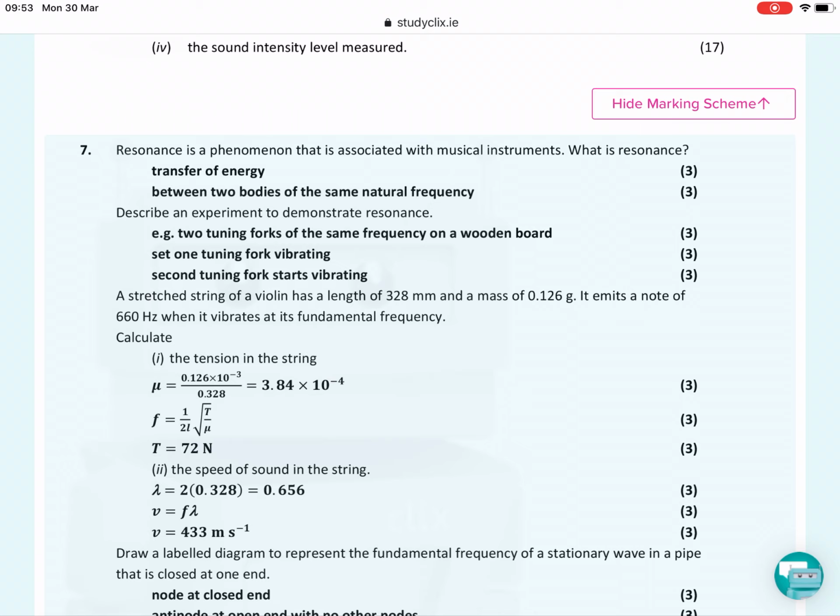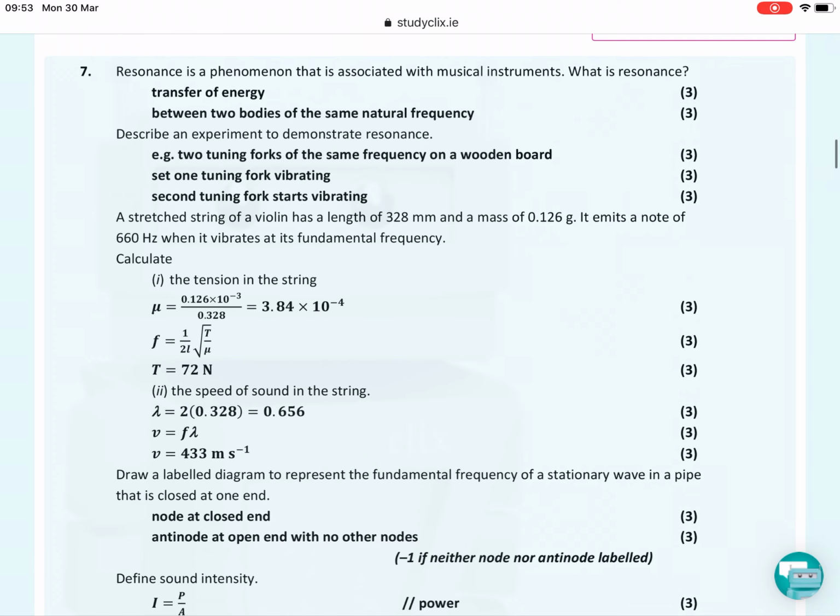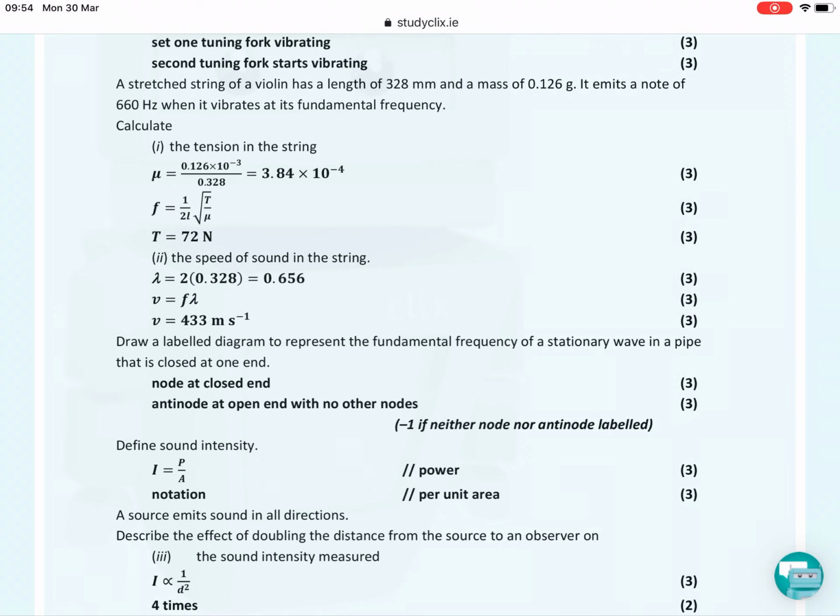All right. So last bit on that, as it says, draw a labeled diagram to represent the fundamental frequency of a stationary wave in a pipe that's closed at one end. So you want the node at one end. Remember, the node is the closed part, or the pinched part of the wave. And that will be at the closed end, and then the wave starts to open up in a Y shape, if you want to think about it from where it started. And then the antinode will be at the open end, and that's it.